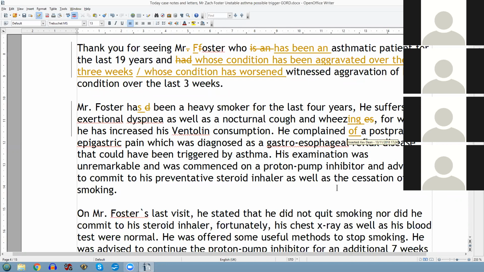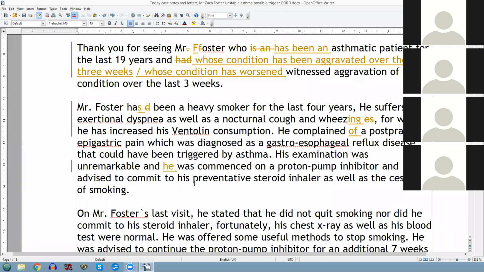postprandial epigastric pain, which is diagnosed as a gastroesophageal reflux disease. It could be triggered by asthma. Examination, he was medical and was commenced, and he was commenced because if you don't put he, this could refer to his examination because that's the object. Well, that's the object. His examination was unremarkable, and he was commenced on a proton pump inhibitor. And advice to commit to the inhaler, as well as the cessation or simply cessation of smoking, stopping smoking.